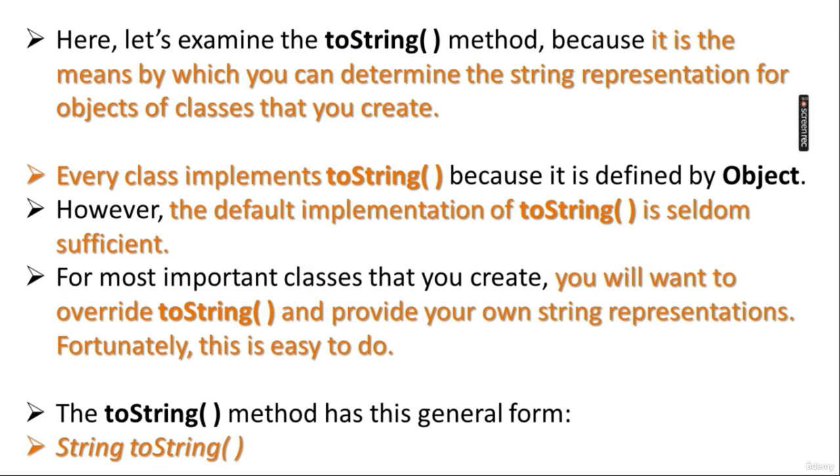Every class implements toString because it is defined by Object automatically. Whether or not you are overriding that method, toString is automatically called. The default implementation of toString is seldom sufficient. Okay, many times you may have to override that method. For most important classes that you create, you will want to override that method and provide your own string representation. Okay, and it is very easy. You have to just override it using String toString.